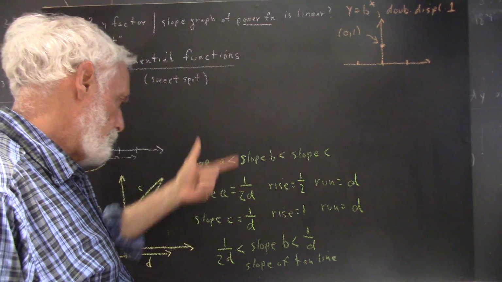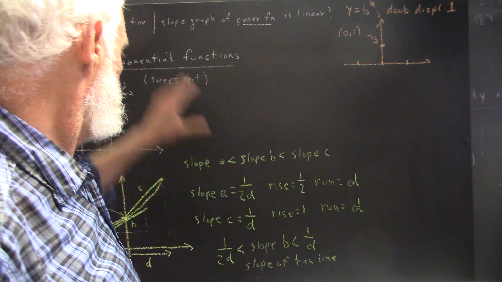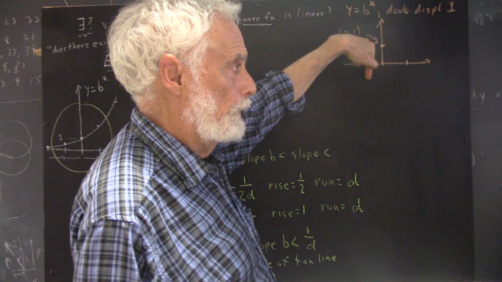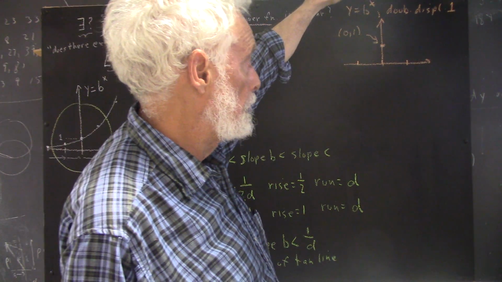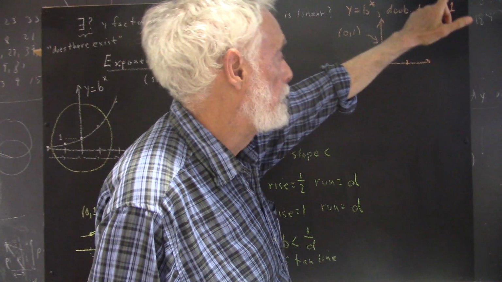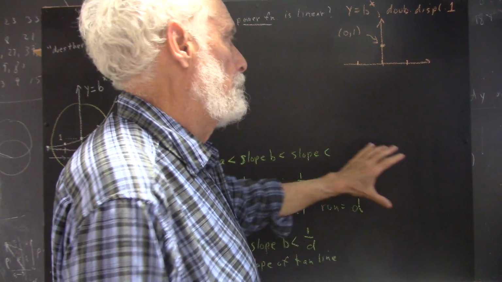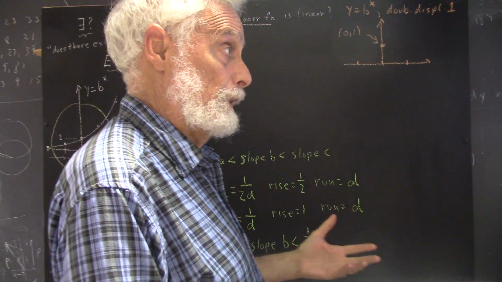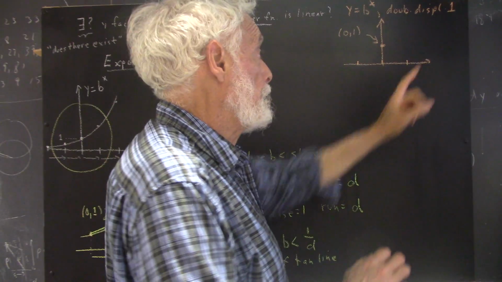Okay, I'm not going to do what I said I was going to do at the end of this. I'm not going to do a brief summary of this. I'm going to just go to the case where we have y equals b to the x with a doubling displacement of 1. Now, I don't want you to go back to this and use any of these inequalities as formulas. I want you to reason this out from the number 1.